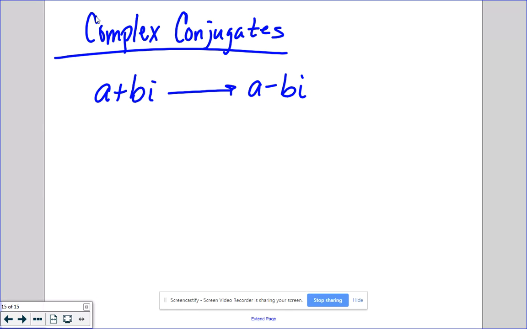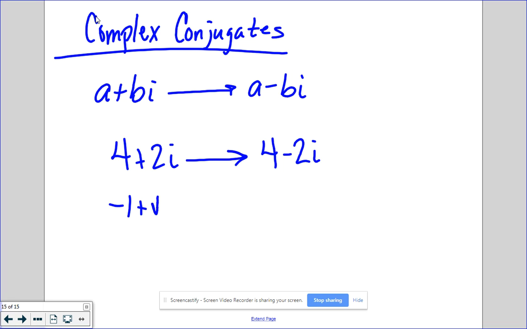So if I give you 4 plus 2i, and I want to know what's the conjugate of that, it would be what? 4 minus 2i. Good. One more here. If I give you negative 1 plus the square root of 11i, what is that conjugate? Good. Negative 1 minus the square root of 11i. Do not change the number out front. If A is negative, you leave A negative. The only sign you change is the sign in the middle.